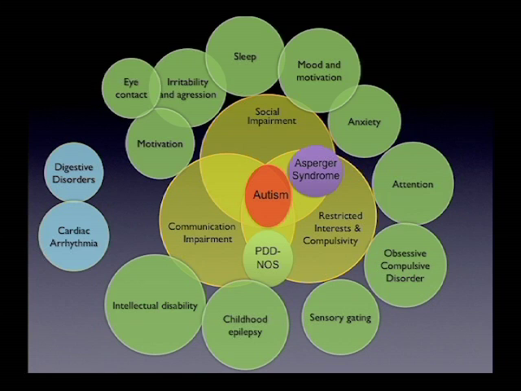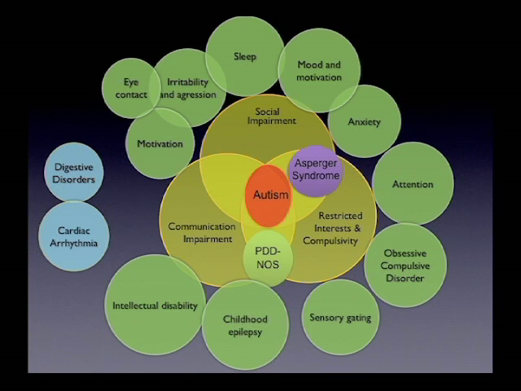There are often anxiety issues. There are issues with attention. There are obsessive compulsive traits. There are issues with sensory gating. About a third of children with autism have some form of childhood epilepsy. About half of the kids with autism have some kind of intellectual disability. There are, of course, issues of executive function and motivation. And then, of course, there are medical issues like digestive disorders and cardiac arrhythmias that are also associated with autism.